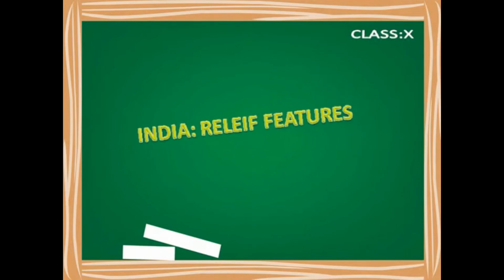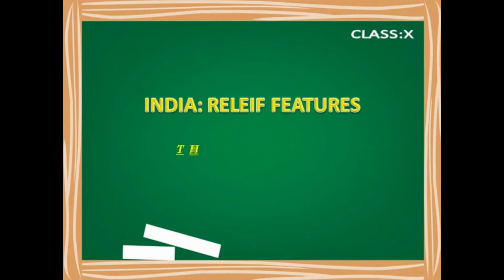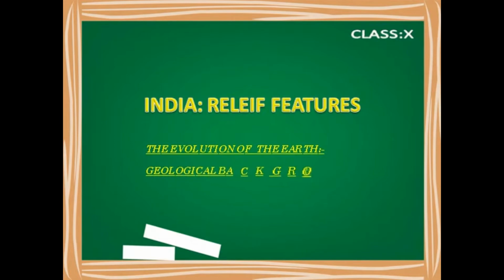Today, I am going to introduce a new chapter, Relief Features of India. It defines the different types of landforms existing in a country, which are called relief features or physical features. As you know, India has a variety of landforms, for example, Himalayas, plateaus, plains, islands, etc. Today, you are going to learn the basic information of this lesson, the evolution of the earth and geological background.